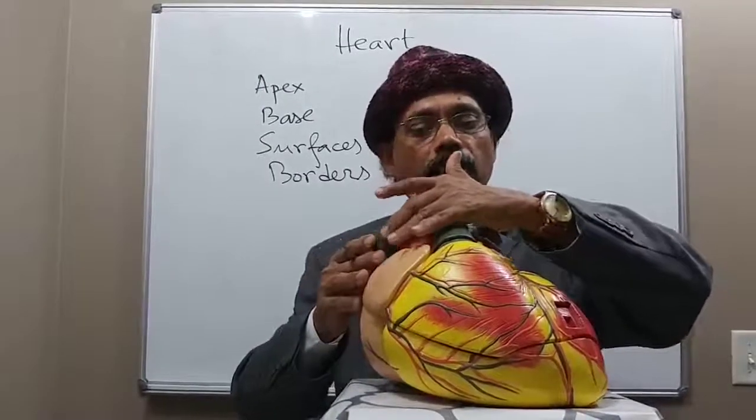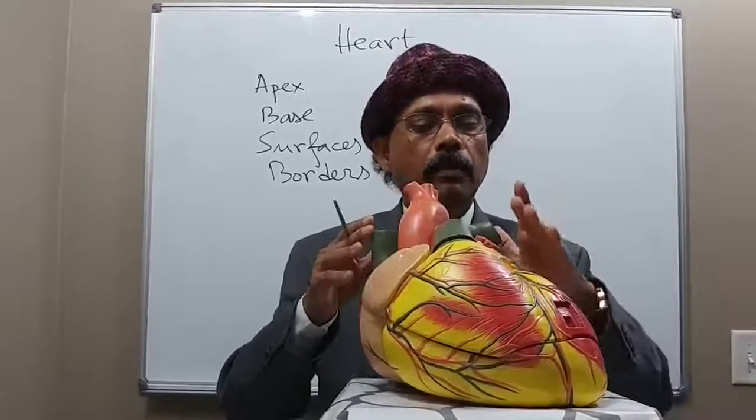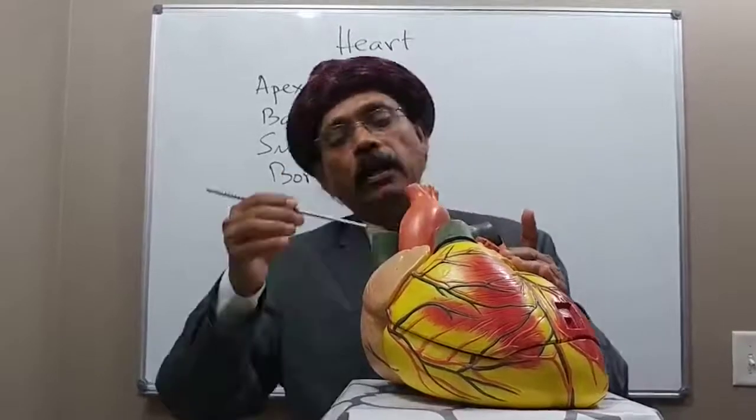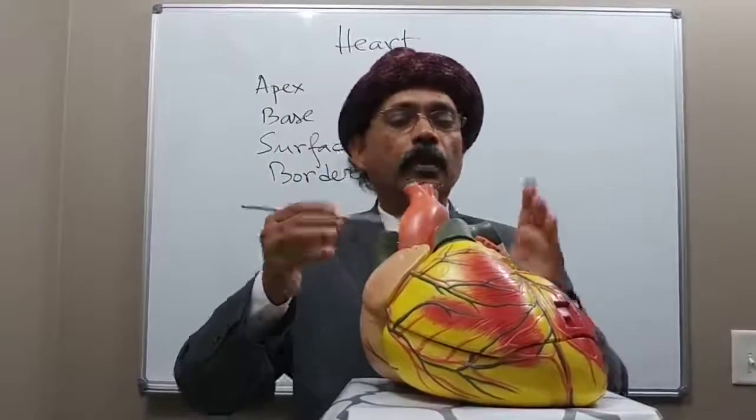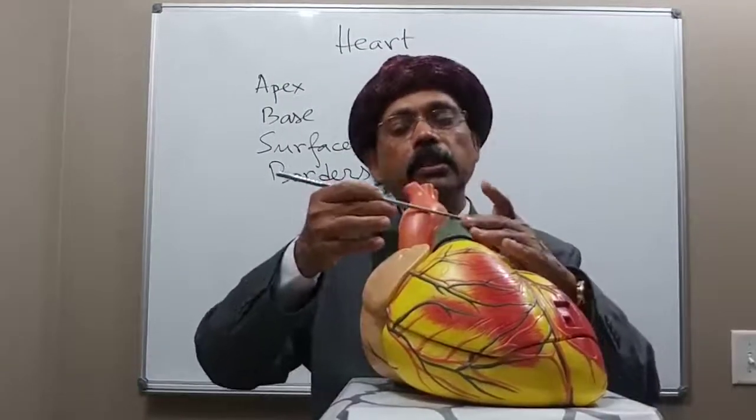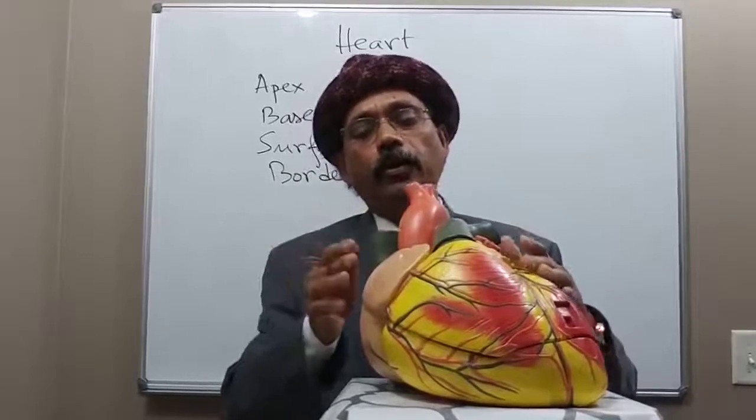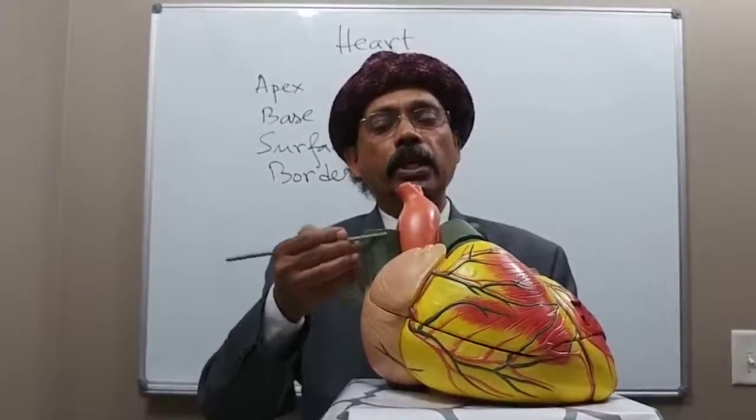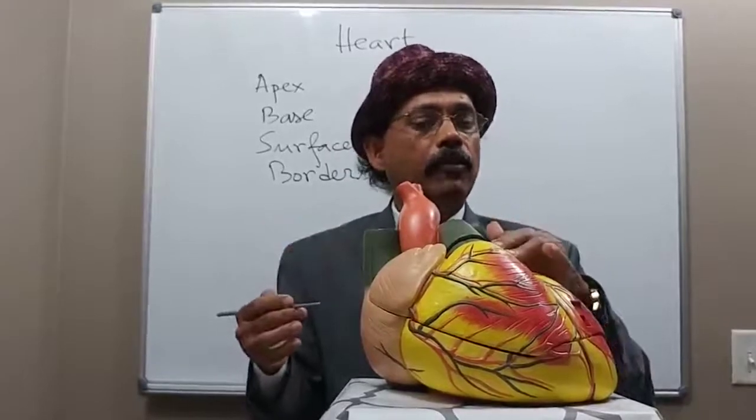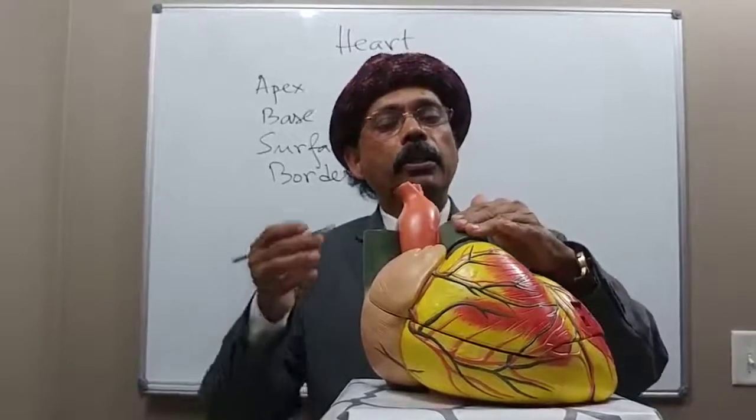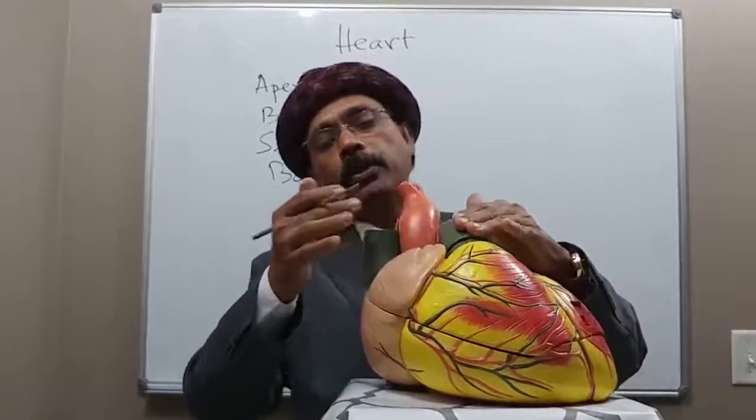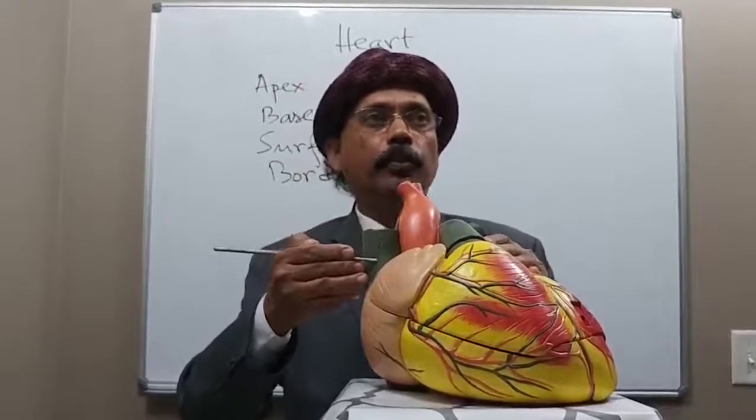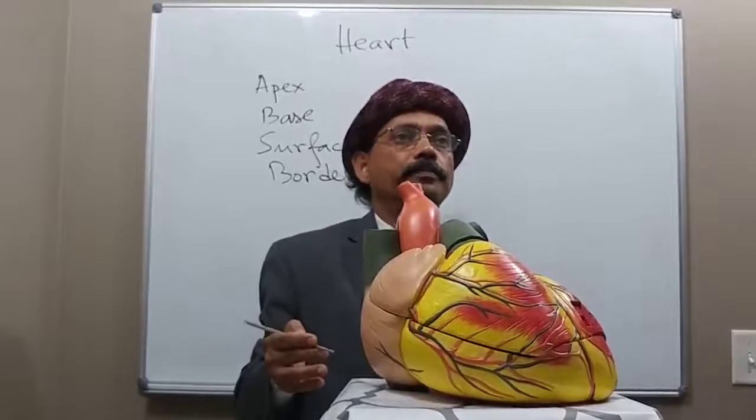The superior border is ill-defined. We have the auricles, the left auricle and the right auricle. We have the pulmonary trunk, ascending aorta, and here is the superior vena cava. So the left auricle, pulmonary trunk, ascending aorta, the right auricle, and the superior vena cava.